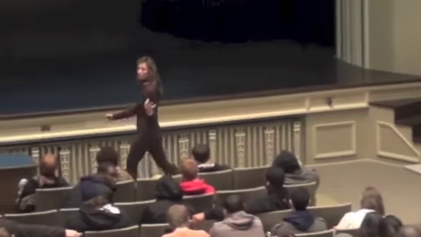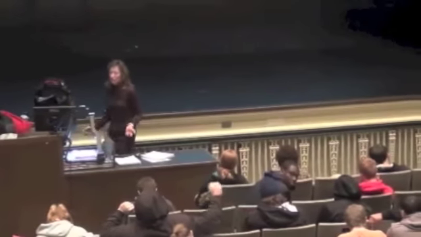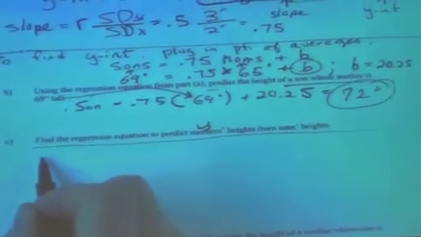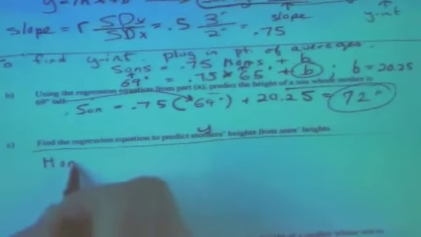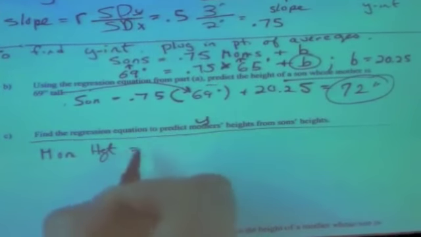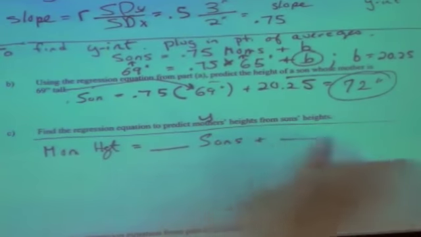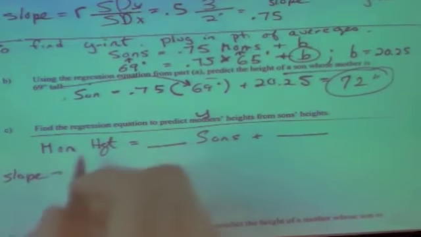Let's go back and make sure everybody gets this. And now mothers are Y. So what are we going to do? If mothers are Y, we're going to have mom's height equals something times the son's height plus something. All right, so we want that slope. And the formula is the same.